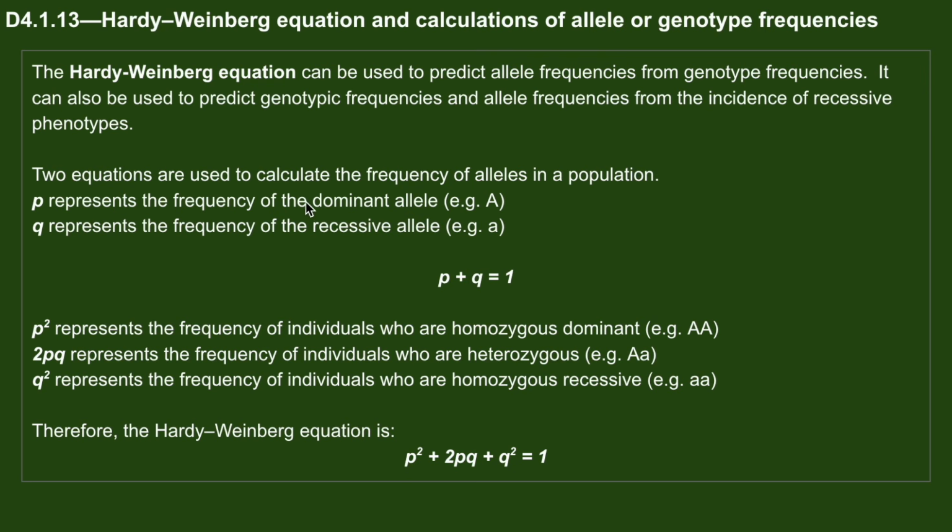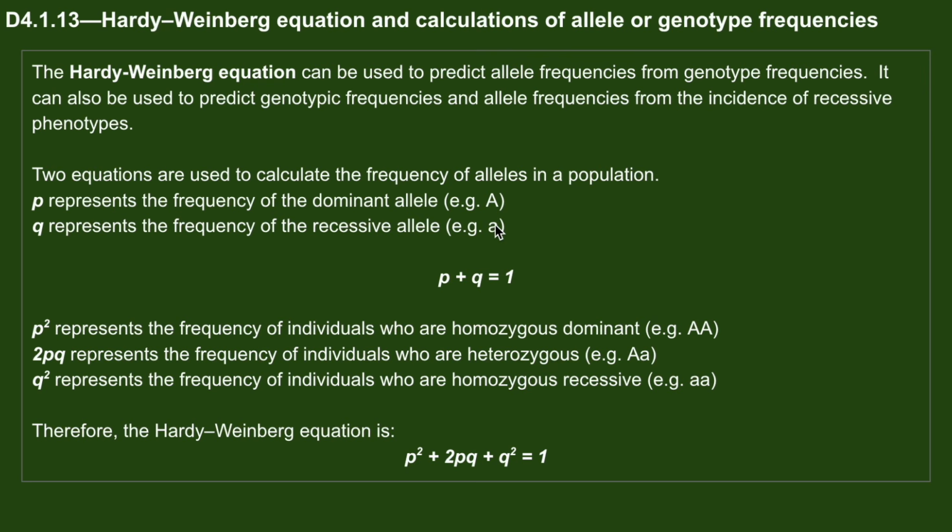Little p represents the frequency of the dominant allele. It's the same as, say, big A. Q represents the frequency of the recessive allele. It's the same as little a. P plus Q is always going to equal 1. So the frequency of the dominant allele plus the frequency of the recessive allele equals 1.